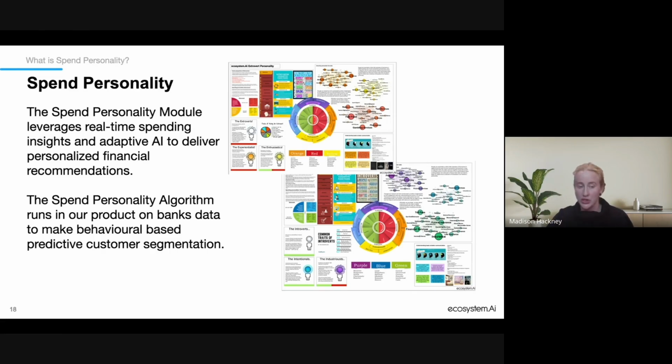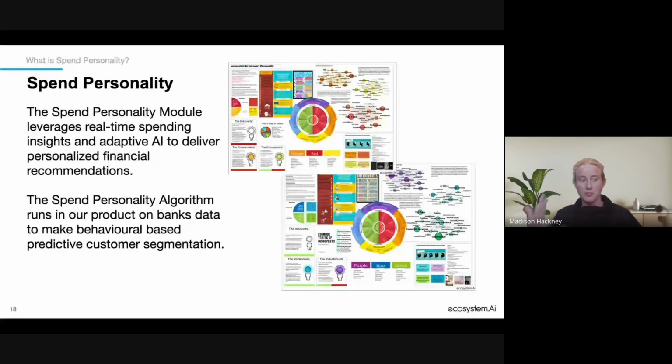And what's important to note here is that unlike demographic segmentation, which would assume that people of the same age or income behave alike, spend personality shows through behavioral evidence that customers of two identical demographics, in this case, King Charles and Ozzy Osbourne, can behave completely differently, and they can have very different spending patterns. Because they behave differently and view spending differently, they require different engagement approaches, offers, and products.